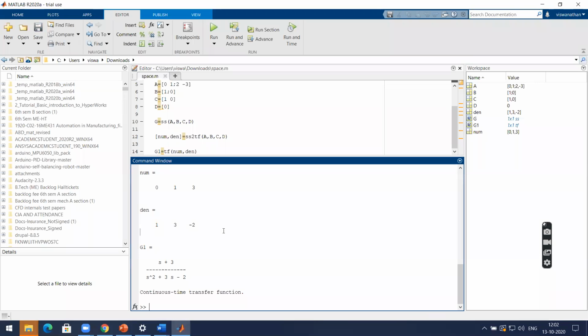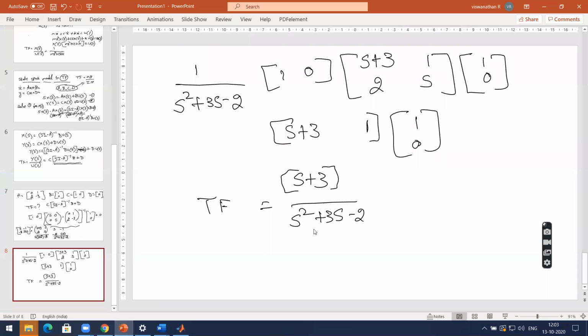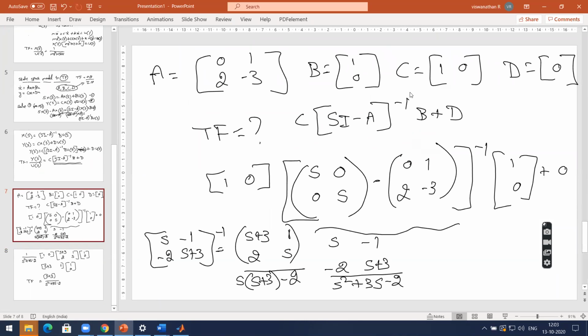This is what we got here, s plus 3 divided by s square plus 3s minus 2. This is the numerator, this is the denominator. This is what we entered, A, B, C, D, and it gave the state space model of that, and then it gave the transfer function s plus 3 divided by s square plus 3s minus 2. So what we have done is converted the state space model to a transfer function.